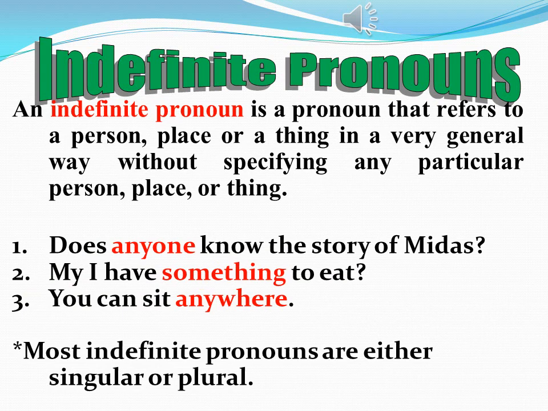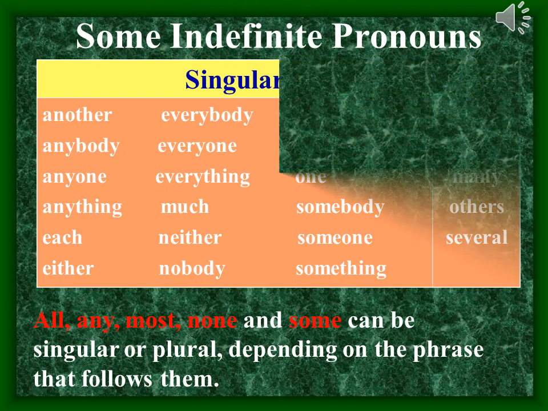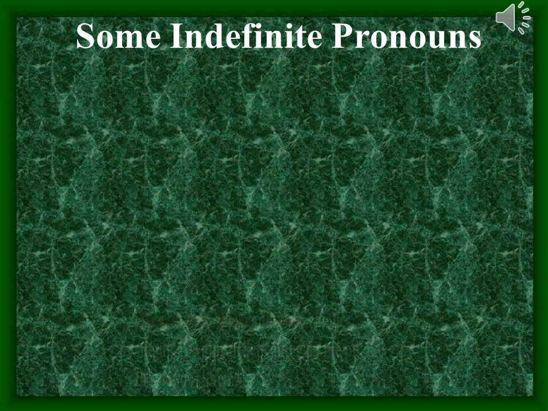2. Indefinite pronouns. An indefinite pronoun is a pronoun that refers to a person, place or a thing in a very general way without specifying any particular person, place, or thing. Does anyone know the story of Midas? Here anyone is indefinite pronoun as it refers to a person in a general way without specifying any particular person. May I have something to eat? Here something is indefinite pronoun as it refers to anything eatable in a general way without naming any particular eatable thing. Most indefinite pronouns are either singular or plural, which is clear from this table.